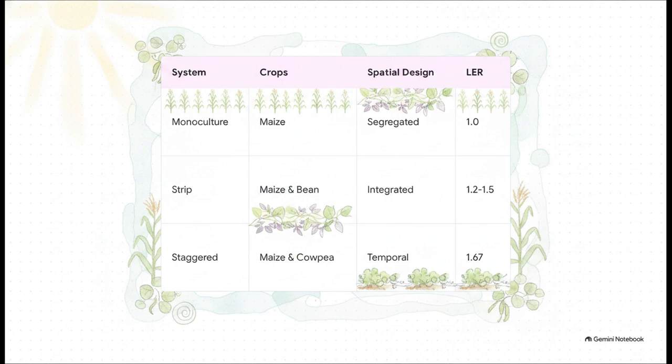And it gets better with staggered intercropping. One field trial analyzed successively planted maize grown with cowpea. When the maize was sown exactly 3 weeks after the cowpea, which completely mitigates the competition for light and nutrients, the system reached that massive 1.67 LER. By designing for both spatial and temporal niche differences, you're minimizing resource competition and totally maximizing your photosynthetic capture.